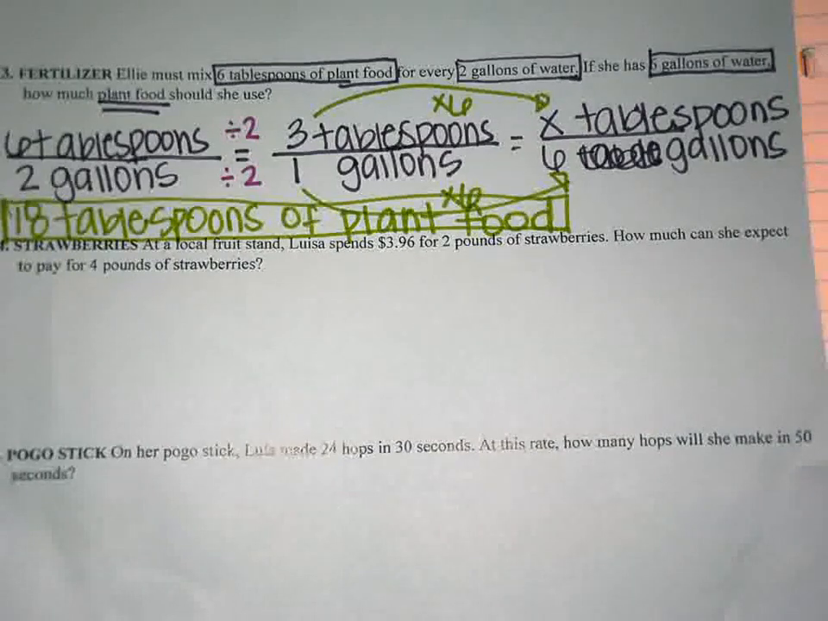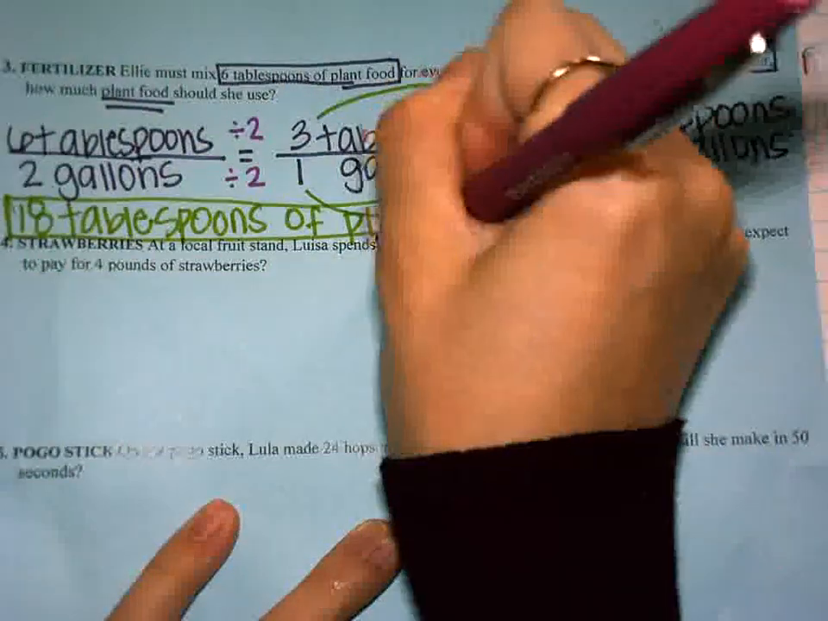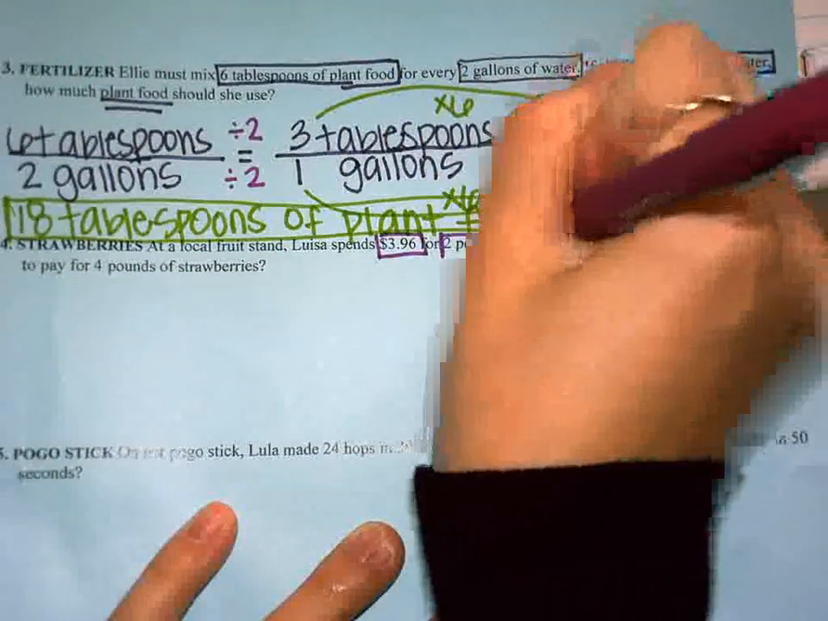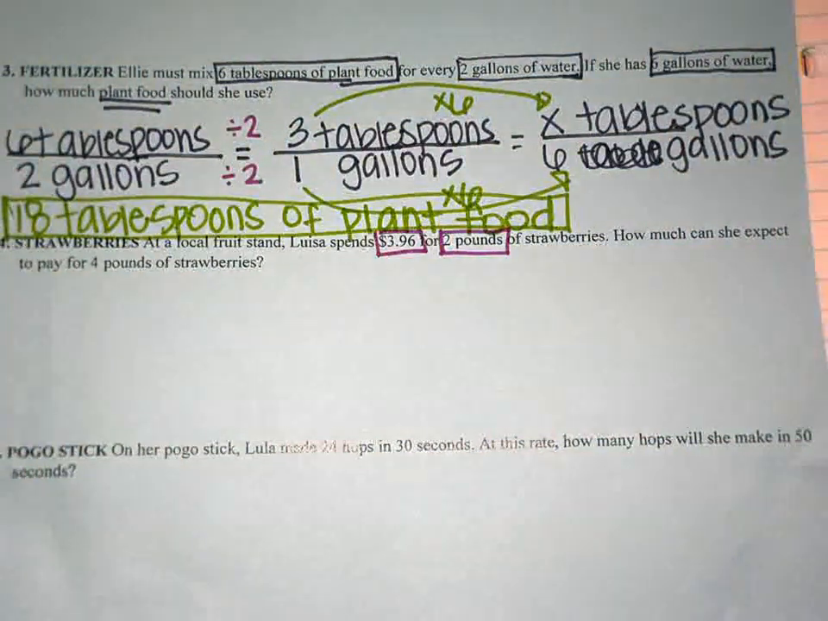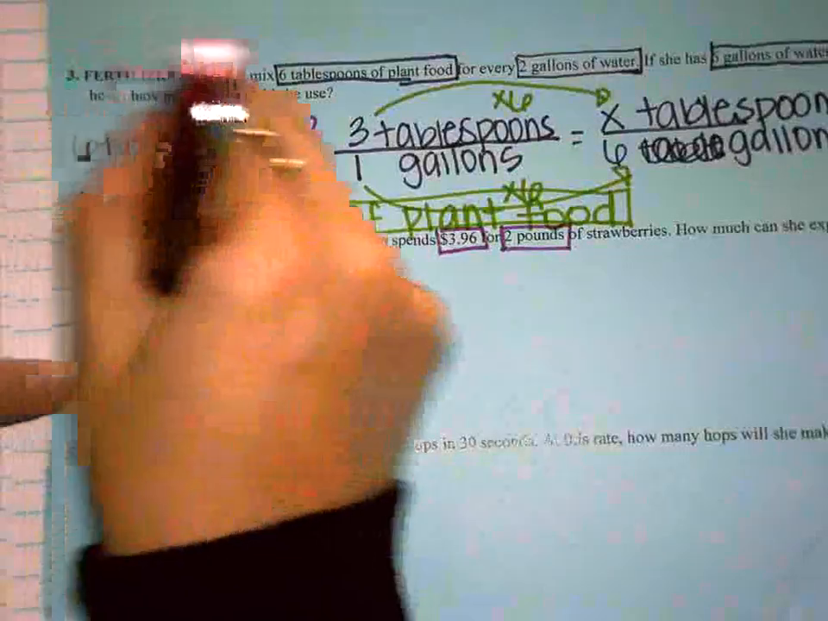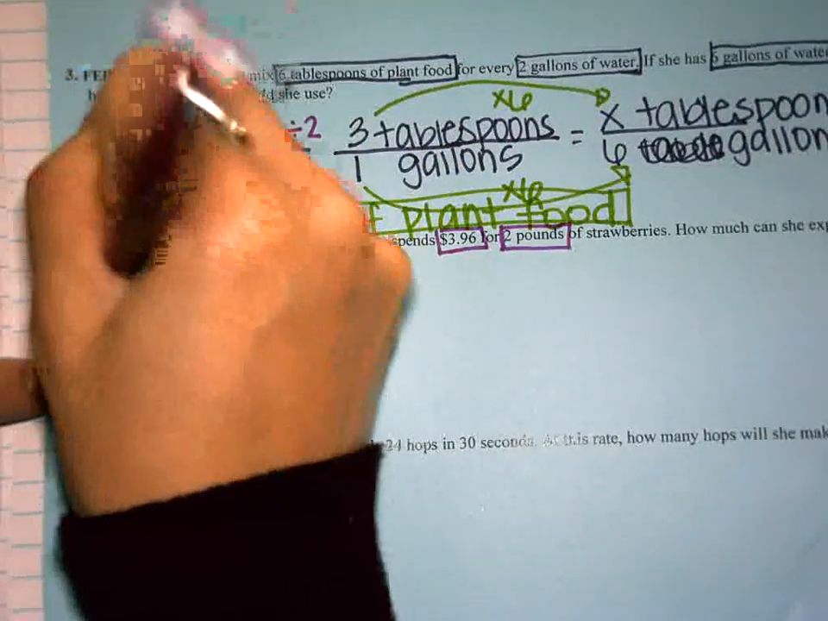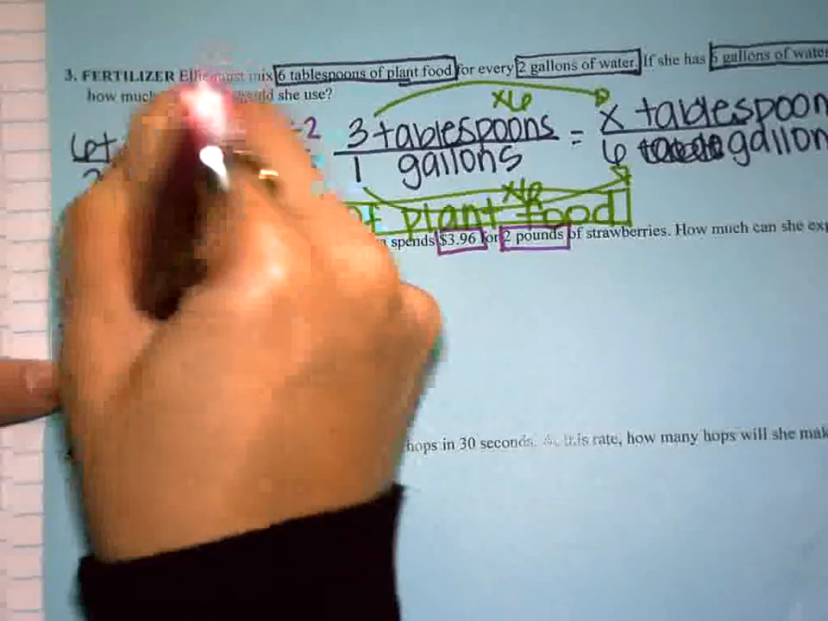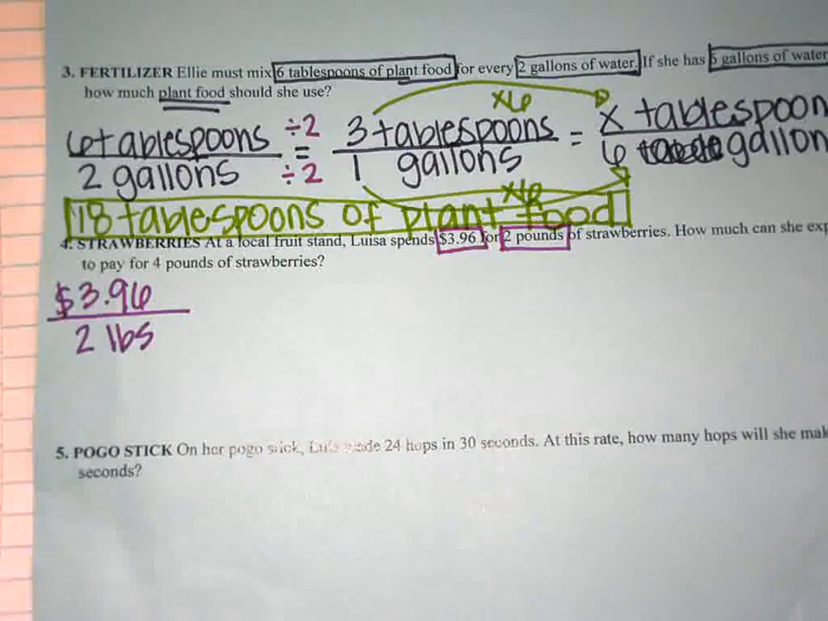Okay, so here's what I want us to do. What's the first sentence say? What's that key phrase? What's the key words, key numbers? $3.96 and 2 pounds of strawberries. So how do I write that? 3.96 over 2. Money always goes on top, so $3.96 goes on top, 2 pounds goes on bottom. Questions?